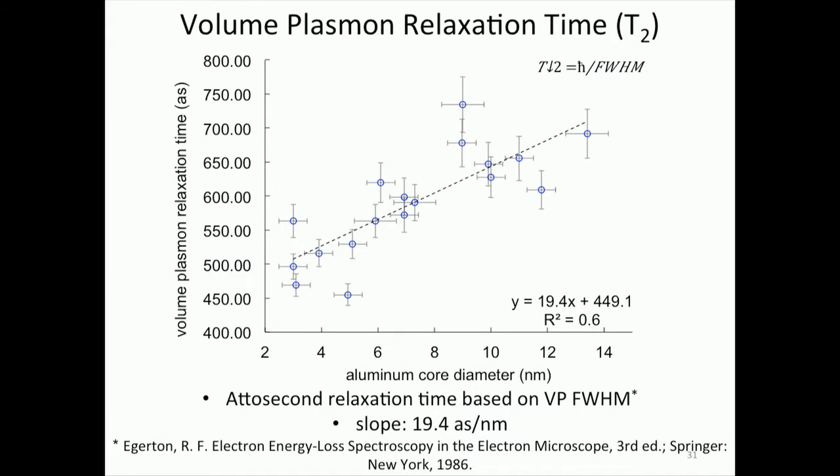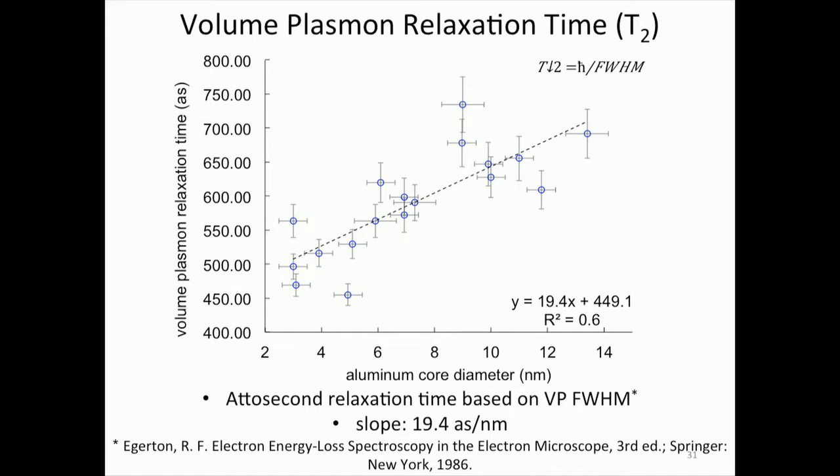So by using this formula here on the right, the relaxation time is equal to h bar omega divided by the volume plasmon full width at half maximum that we measured experimentally. So here we plot the relaxation time on the attosecond time scale as a function of aluminum core diameter. What we can see here is that we're tuning the volume plasmon relaxation from about 450 attoseconds up to 700 attoseconds. So one thing here is that volume plasmons tend to decay really fast.